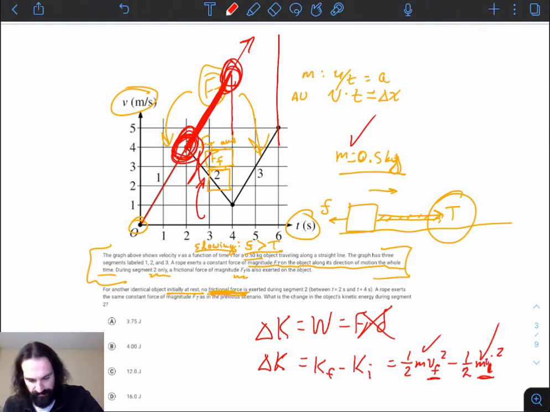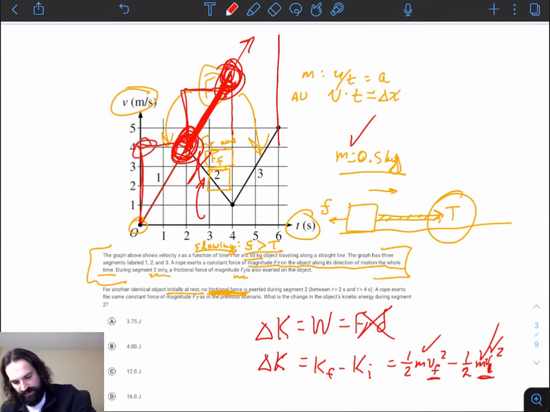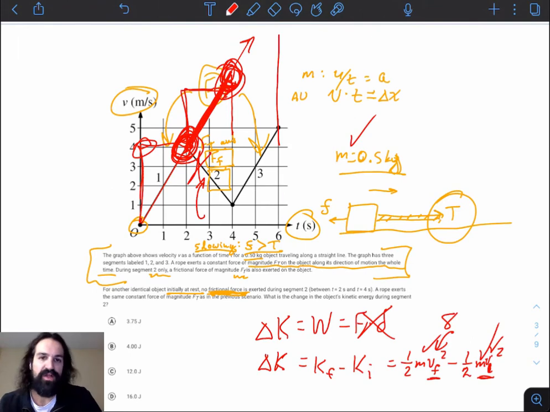We can plug that in. And the final velocity is not on this graph, but if it goes up 4 every time it goes over 2, it's going to go up another 4 as it goes over another 2. So it goes up 4 meters per second in the first 2 seconds. It's going to go up another 4 meters per second in the next 2 seconds. So the final velocity should be 4 plus another 4, or 8. So you plug in your mass of 1/2, you plug in your final velocity of 8, and you plug in your initial velocity of 4, and you should get 12 if you do your math correctly.